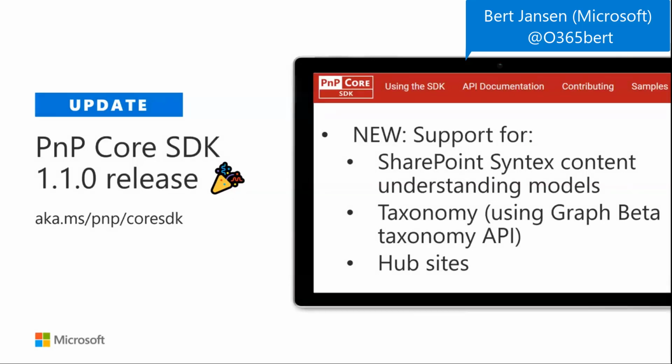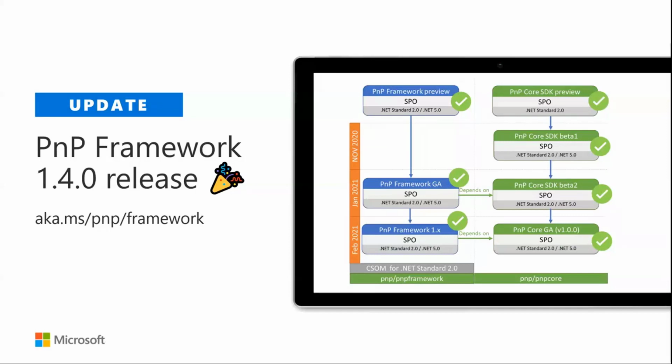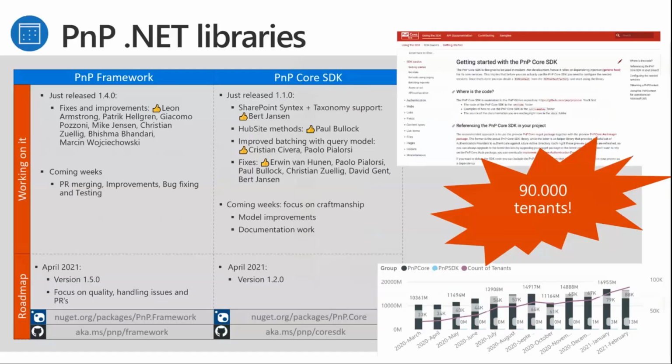So version 1.1.0 of PnP Core SDK. Key new things are SharePoint Syntex support and taxonomy support and more. So a pretty massive release again. And I'll talk a bit more about what it is in the other slides coming up. Combined with the PnP Core SDK release, we also released PnP Framework, because PnP Framework uses PnP Core SDK under the covers. 1.4 is mainly a bug fix release with incremental small improvements.